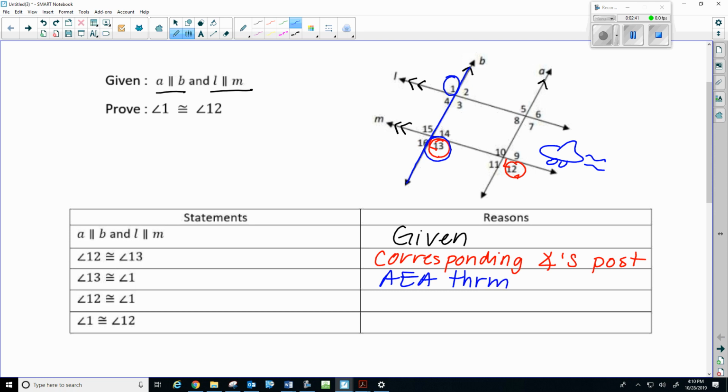Next, we're talking about angle 12 being congruent to angle 1. So when we take a look at angle 12 and angle 1, right here, we're going to notice that they have absolutely no relationship. They don't have a transversal, they don't share a line. So we can't be on alternate or same sides of the transversal because there is no transversal. So we can note here that we have no relationship.